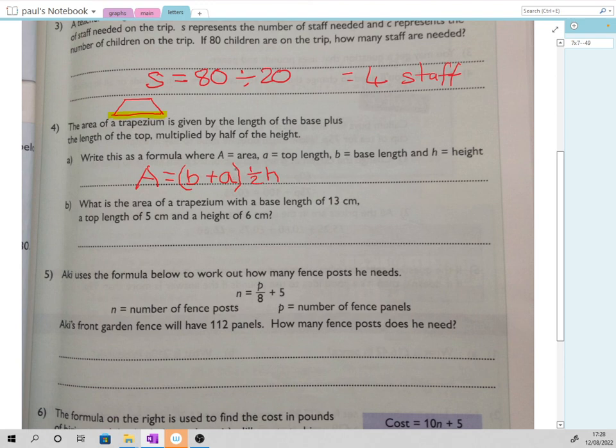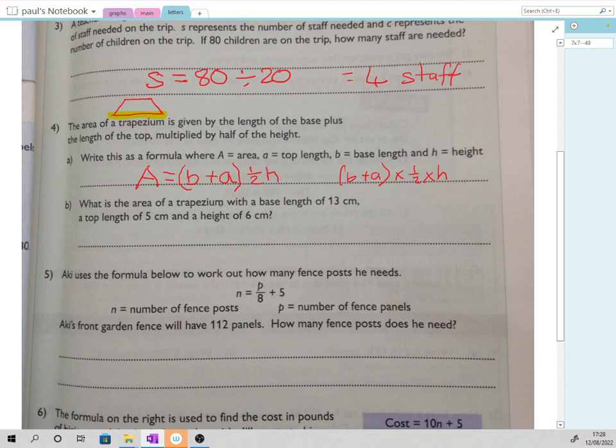Now, you'll see when I've got the brackets, there is no multiply sign there. You don't need it, yeah? There's no multiply between the half and the height either. So you don't have to write b plus a times half times height, because you don't need to put the multiply signs in. So it's just b plus a times half of the height.